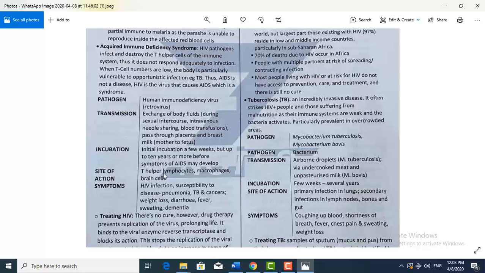The site of the action: we've got the T helper lymphocyte, the macrophage, and the brain cells. The symptoms here: you will have pneumonia, tuberculosis and cancers, those kinds of people are more susceptible to them. But the major signs you can notice in a short period of time: you will lose weight. And it's not that you went on a diet or a diet plan. No, you actually lost weight suddenly. And also you will have diarrhea, fever, sweating, dementia, and not being able to sleep.